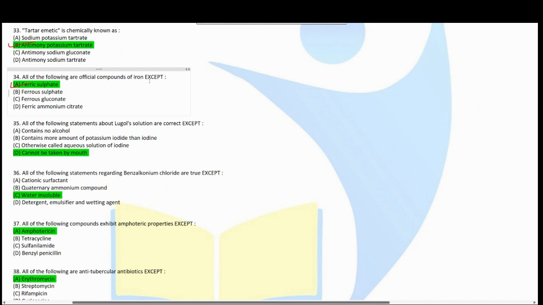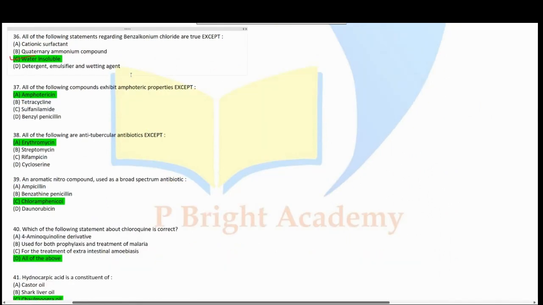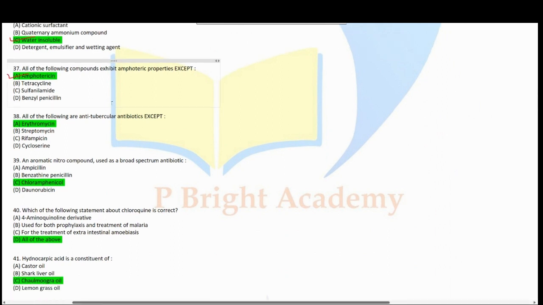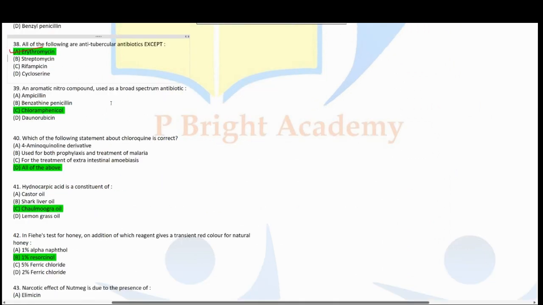All of the following statements about Lugol solution are correct except option D, cannot be taken by mouth. Right answer. All the following statements regarding benzalkonium chloride are true except water insoluble, option C. Right answer. All the following compounds exhibit amphoteric properties except option A, amphotericin. Right answer. All the following are antitubercular antibiotics except erythromycin, option A. Right answer.